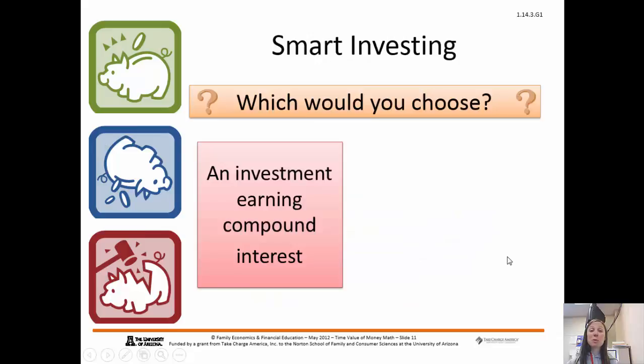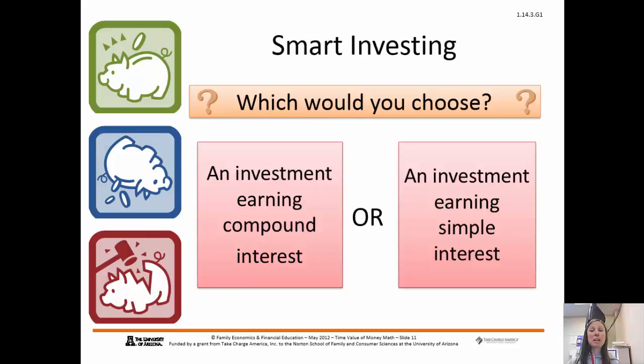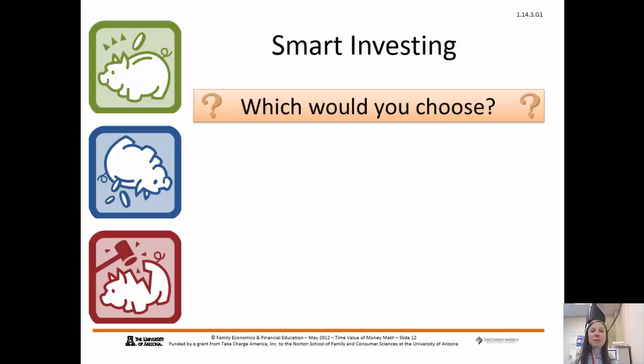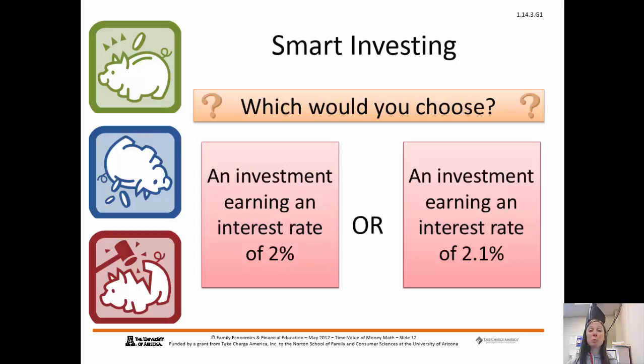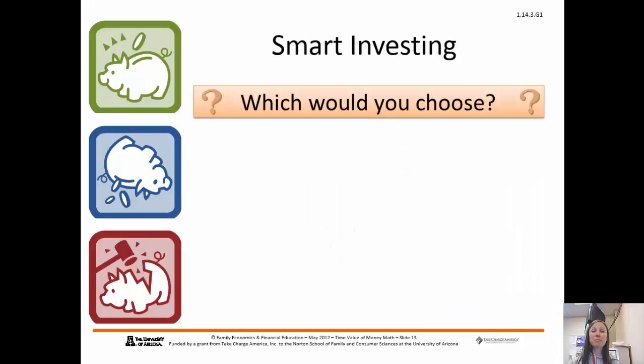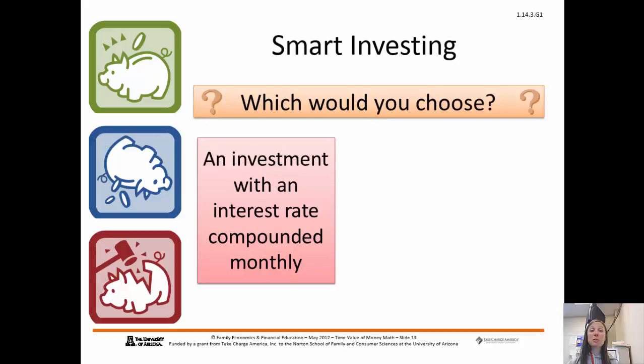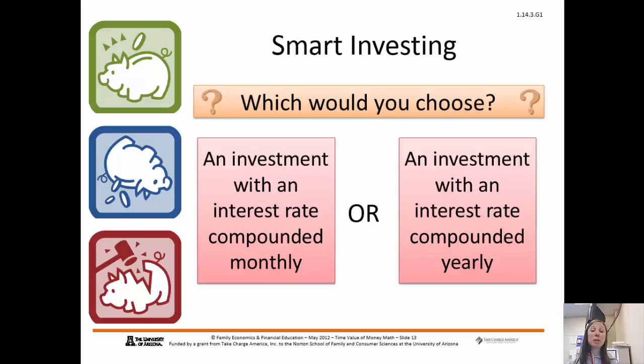So smart investing, what would you choose? An investment earning compound interest or simple interest? After this presentation, I hope you know that answer. The largest return is compound. Which would you choose, an investment earning an interest rate of 2% or 2.1%? More is better, 2.1. Which would you choose, an investment with interest rate compounded monthly or yearly? The more often we compound is better, so this one should be monthly, not yearly.